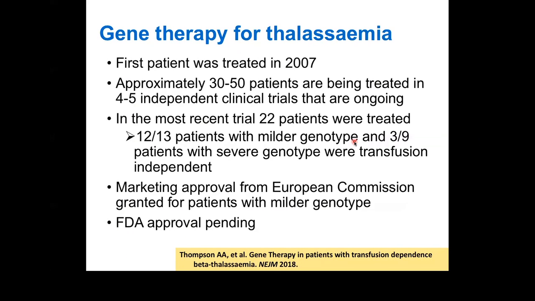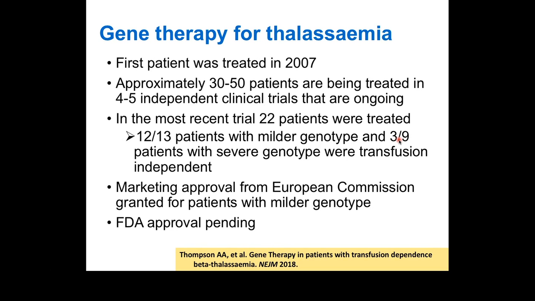However, it's not as easy as it sounds. The first patient with beta thalassemia was treated using gene therapy in 2007. For the last 13 years, approximately 30 to 50 patients have been treated with gene therapy in 4 to 5 independent clinical trials. The most recent trial, which was again published in the New England Journal of Medicine, described 22 patients. 13 of these patients had milder or non-transfusion dependent thalassemia, whereas 9 had transfusion dependent thalassemia.